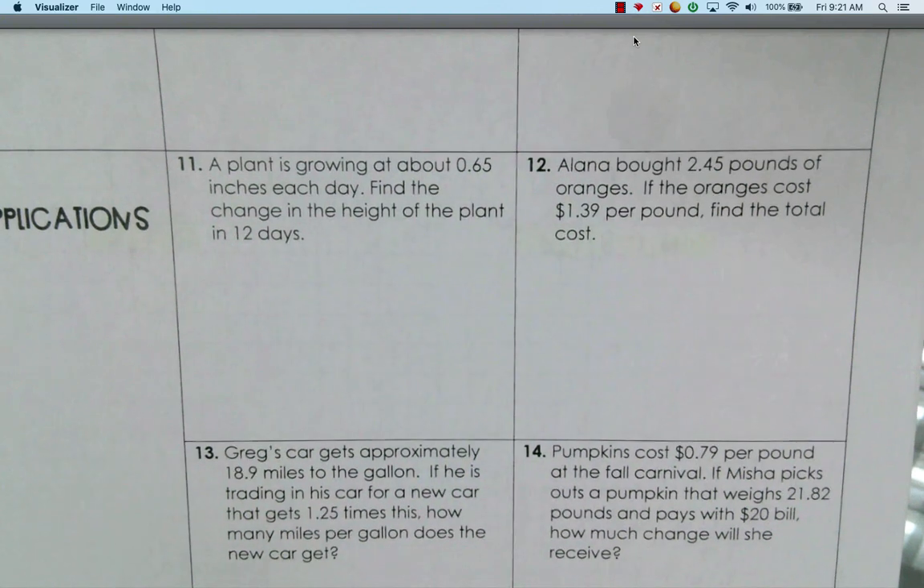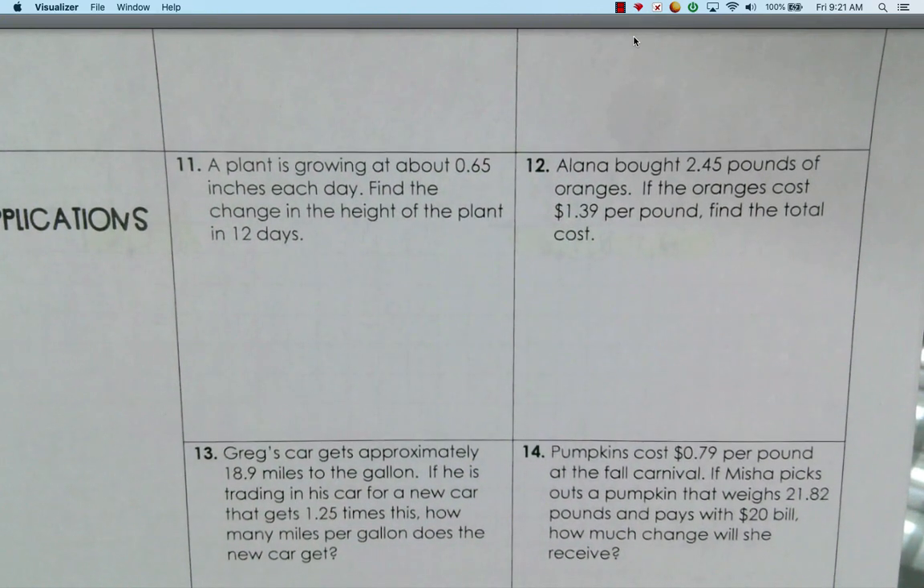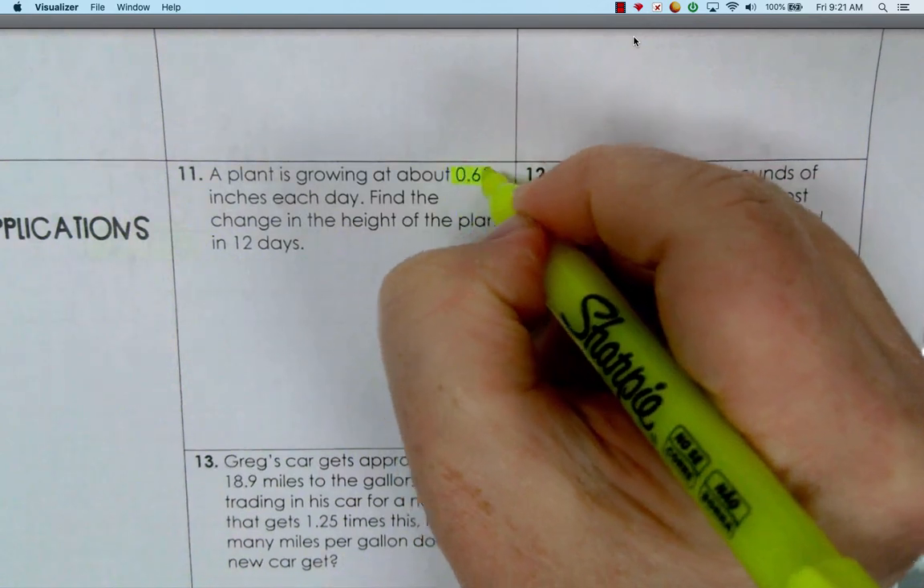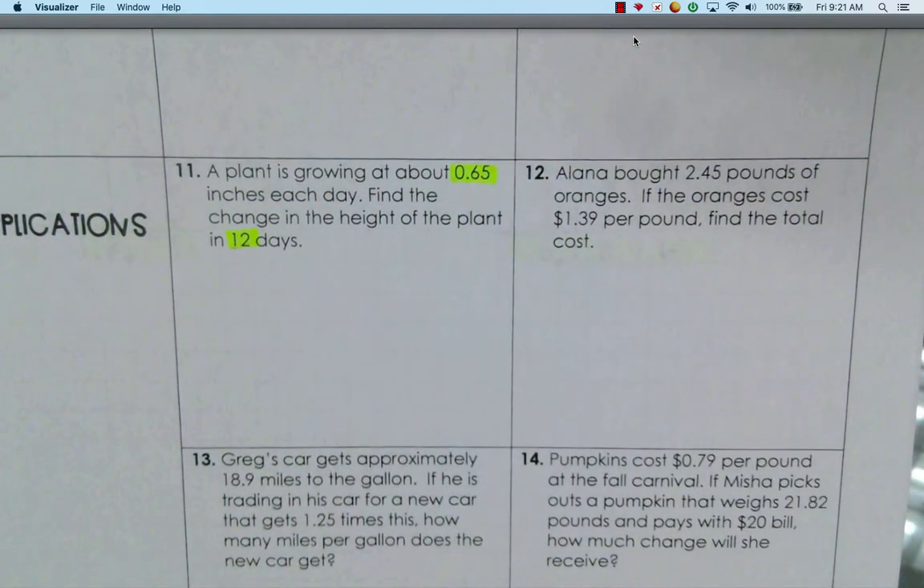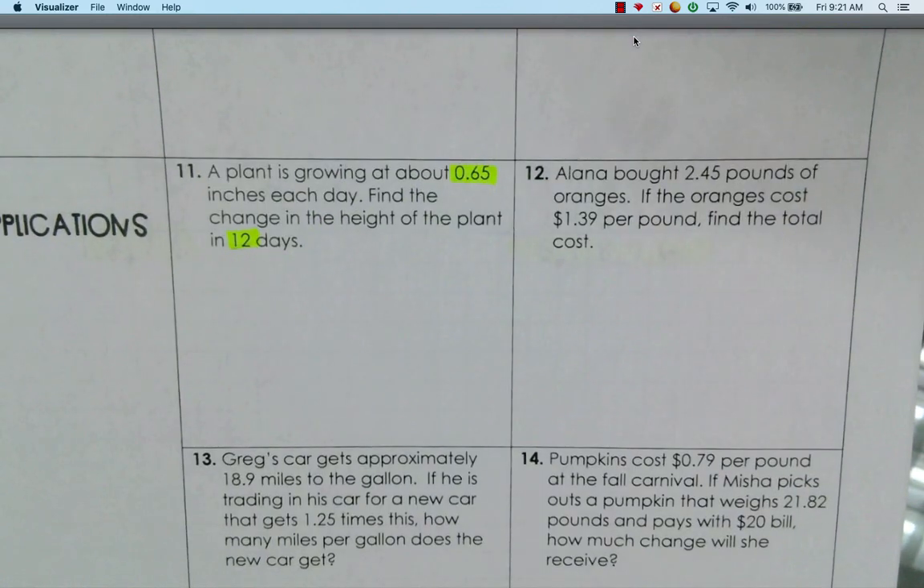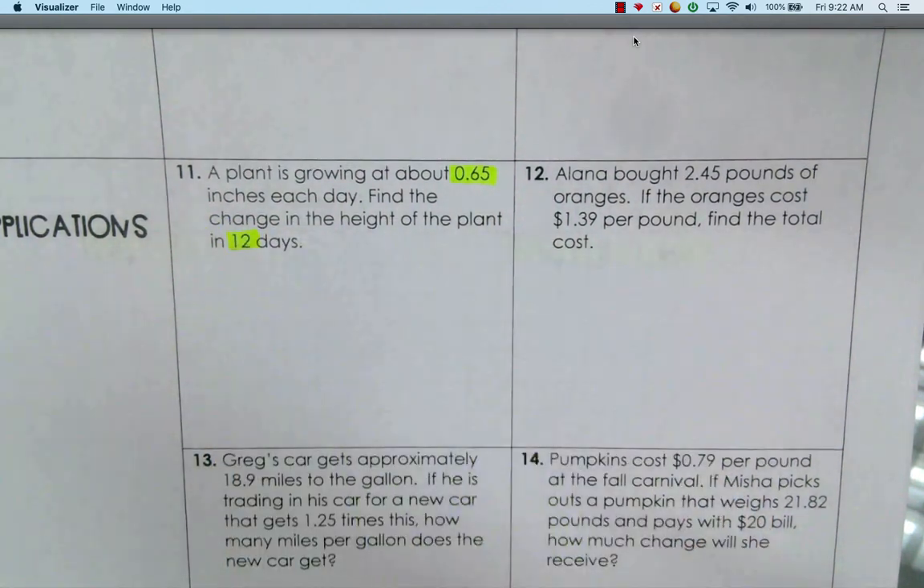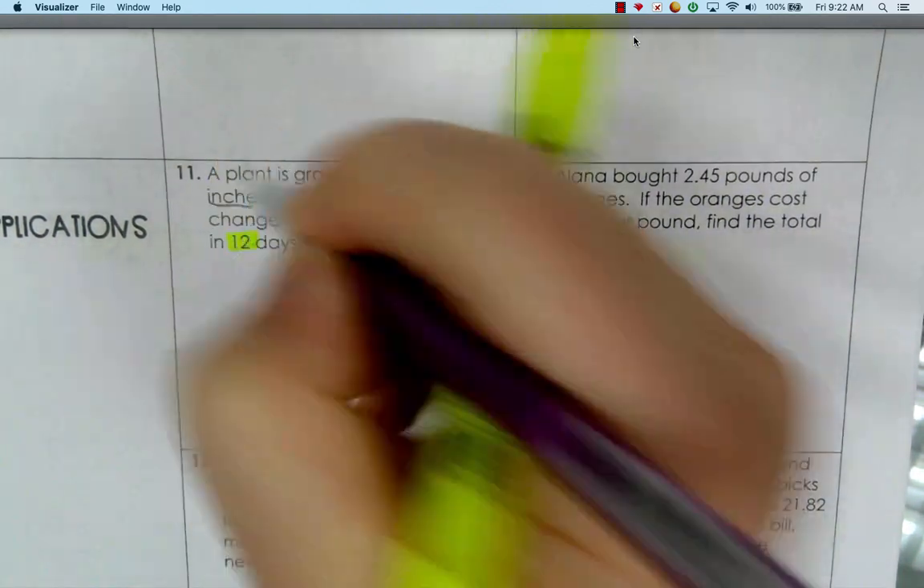Okay, 12 days. So what are we multiplying, right? And just to kind of give you a little refresher here, highlight, underline, what is important here? Well, I know I'm multiplying, but I know I'm going to be multiplying this and this, okay? And do not forget your statement. When you are writing this out, writing your statement, complete sentence, capital letter at the beginning, punctuation at the back. Tell me what, and if you're like, I don't know, well, go back to that last sentence. Find the change in height. That's what you're going to tell me. And don't forget your unit of measurement, which is this, okay?